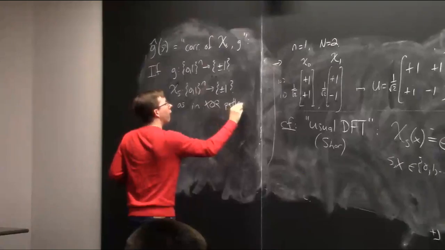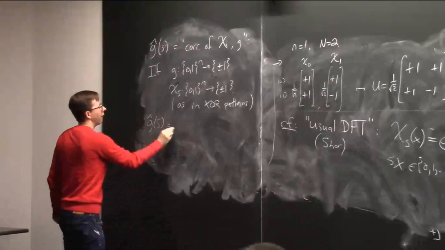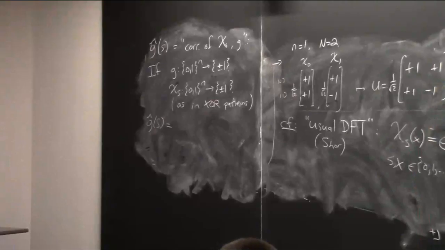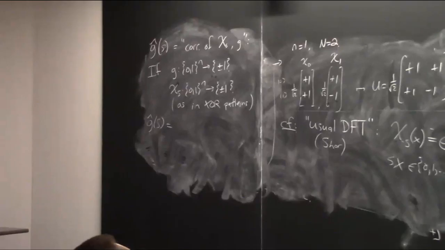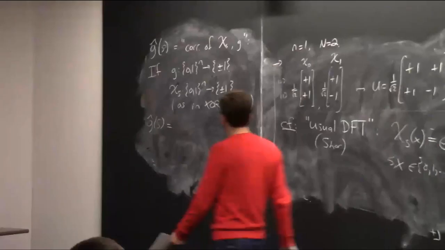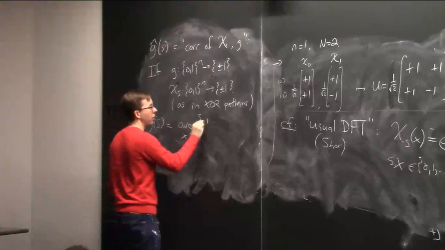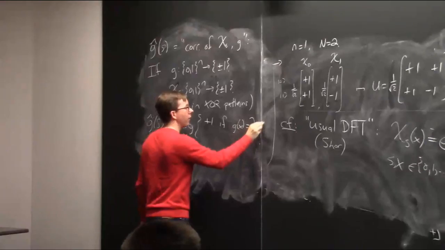Because in this case, what is this g hat s? Well, this is plus or minus 1. This is plus or minus 1. So if you multiply two plus or minus 1s, it's plus 1 if they're the same and minus 1 if they're different. So this is the average over all Boolean strings x of plus 1 if g of x equals chi s of x, and minus 1 if they don't equal.